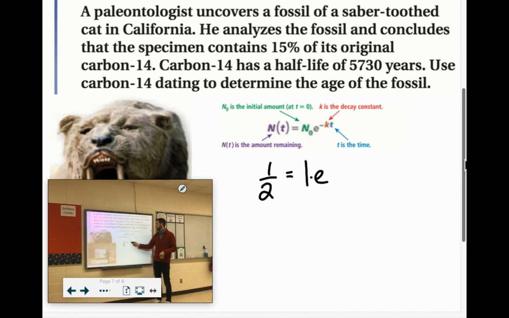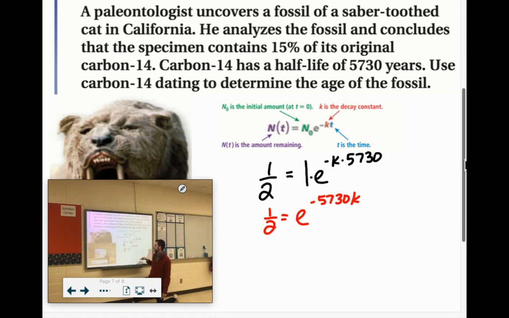Then we've got times E, and then the negative K. We're trying to figure out that constant. And the T, the time in years, for a half-life is 5,730. This will get us that constant of decay. So we have 1/2 equals E to the negative 5,730 K power.